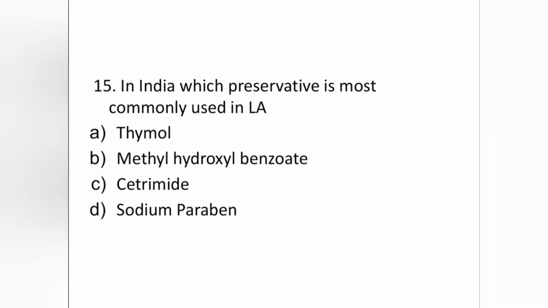Next question. In India, which preservative is most commonly used in local anesthesia? Option A, thymol. Option B, methyl hydroxyl benzoate. Option C, cetrimide. Option D, sodium paraben. I think you all know this answer. The answer is methyl hydroxy benzoate. I haven't made any separate slide highlighting the answer, but the answer is B. B is the answer, methyl hydroxyl benzoate.